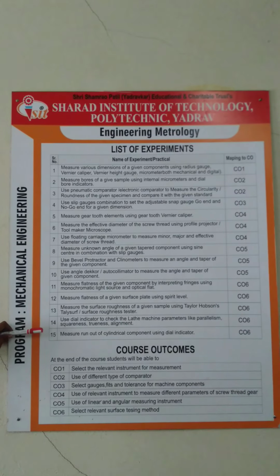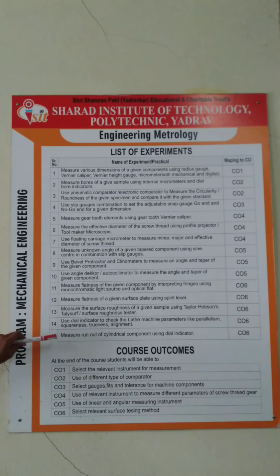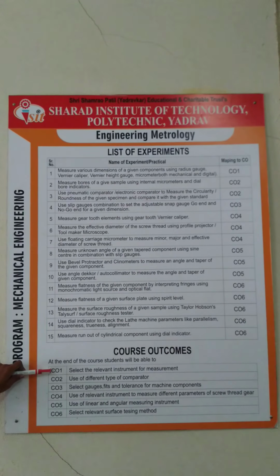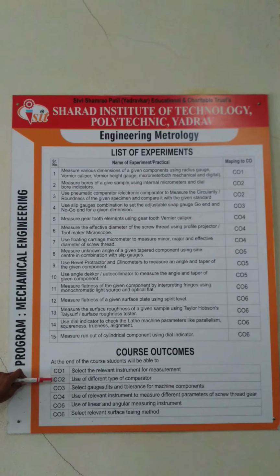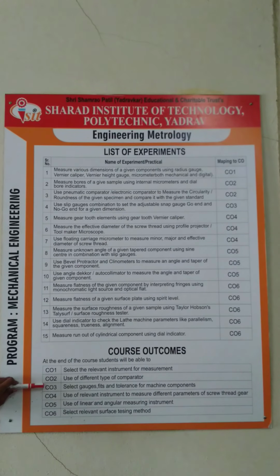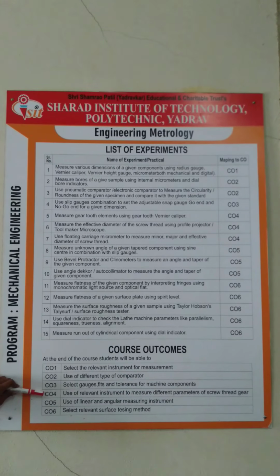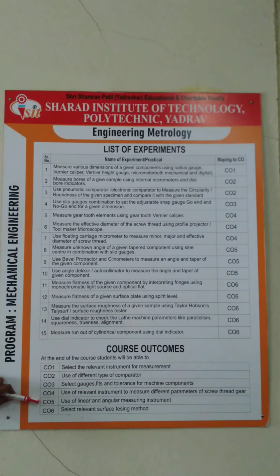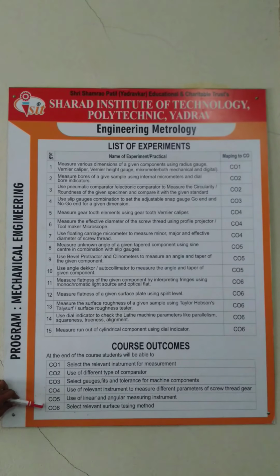So in this experimental list, what we are going to cover, or what we will get from this course, are the course outcomes. The first course outcome is to select the relevant instrument for measurement. The second is use of different types of comparator. The third is select gauge, fit and tolerance for machine components. The fourth outcome is use of relevant instruments to measure different parameters of screw threads and gears. The fifth is use of linear and angular measuring instruments. And the final one, the sixth course outcome, is select relevant surface testing method.